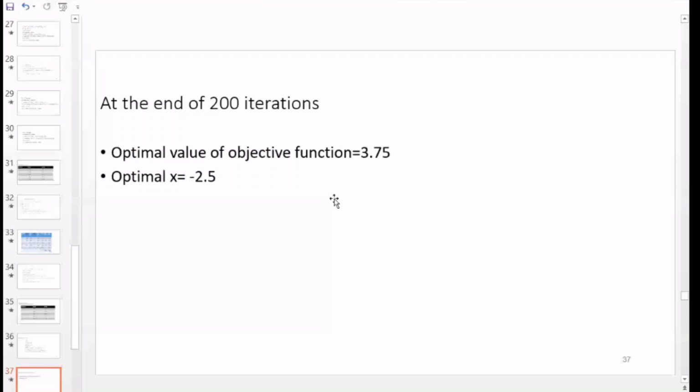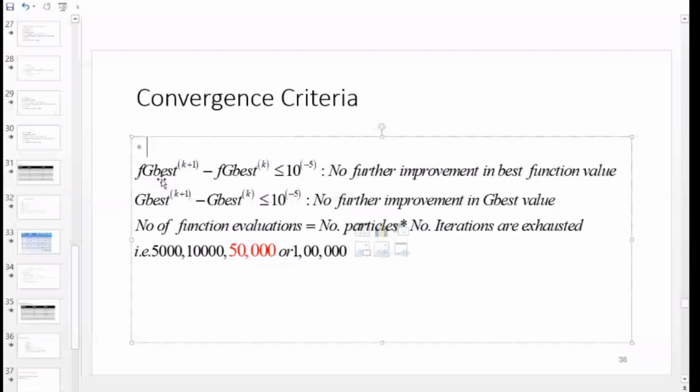So convergence criteria are this: if fg best k plus 1 minus fg best k is less than or equal to 10 raised to minus 5, it means if you don't find improvement in the function values of the global best particles, then you can stop. It means the two consecutive function values of the global best particles are almost the same. It means the difference is very near to 0.